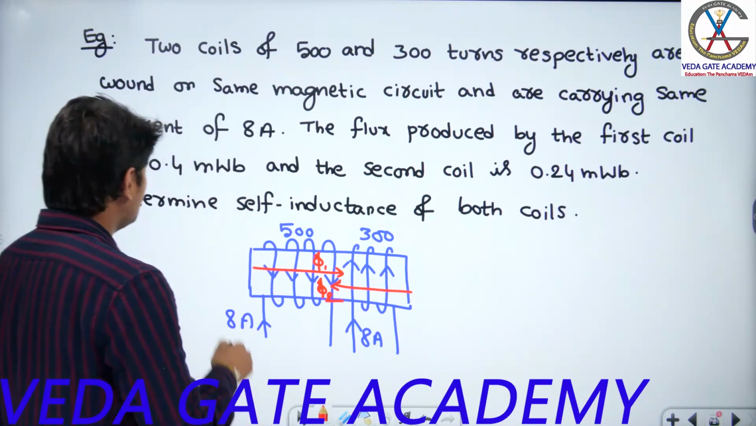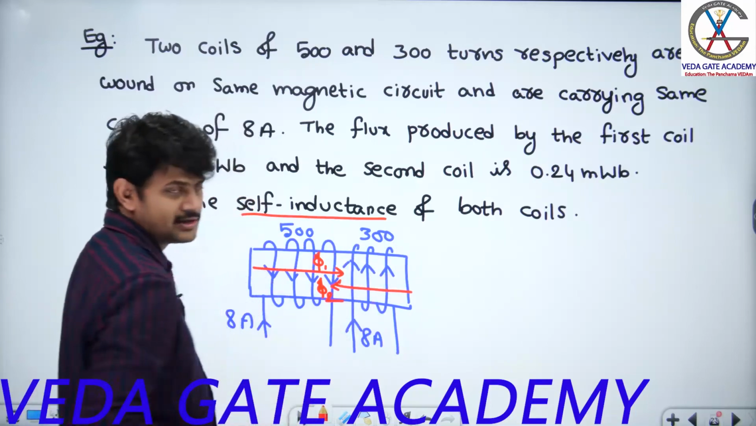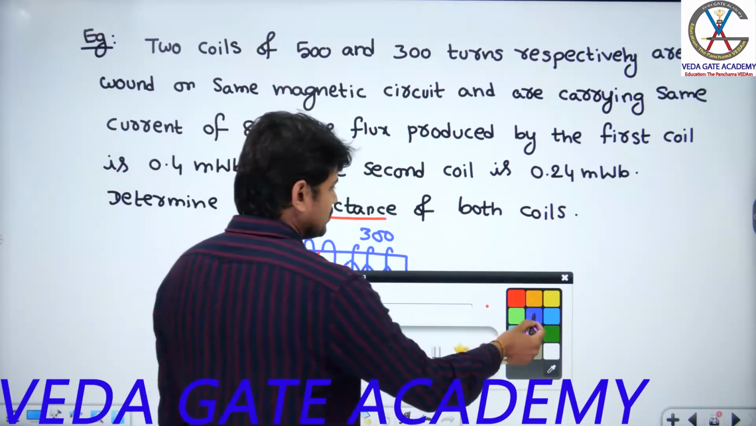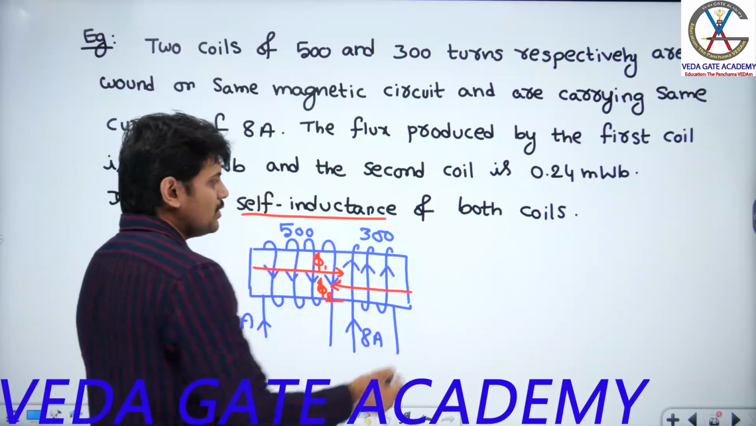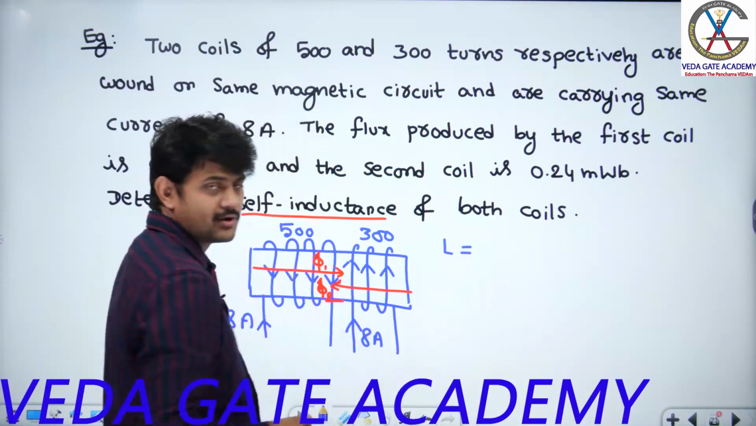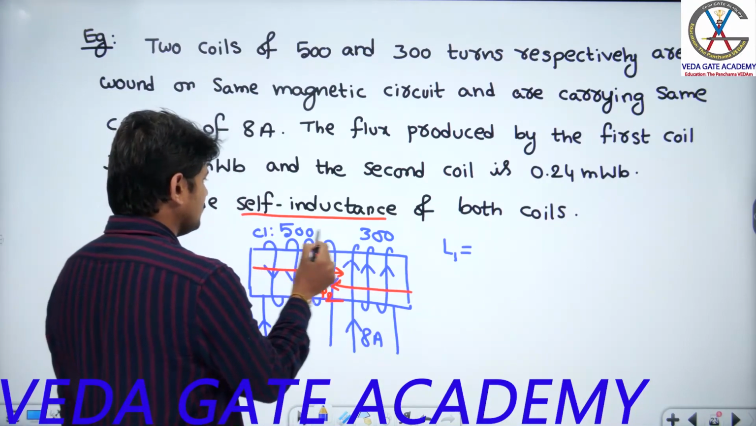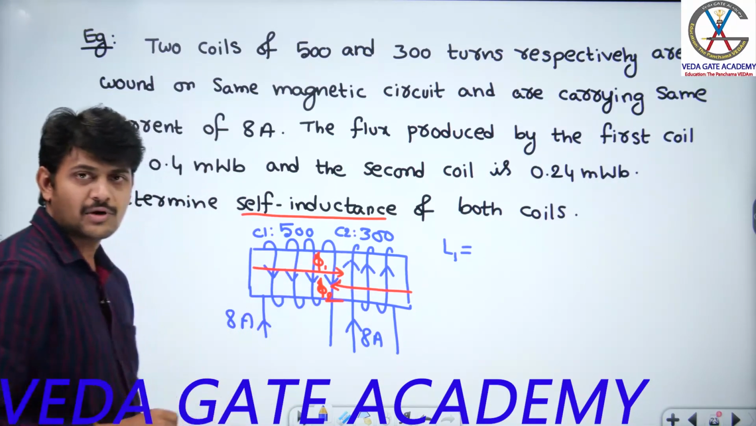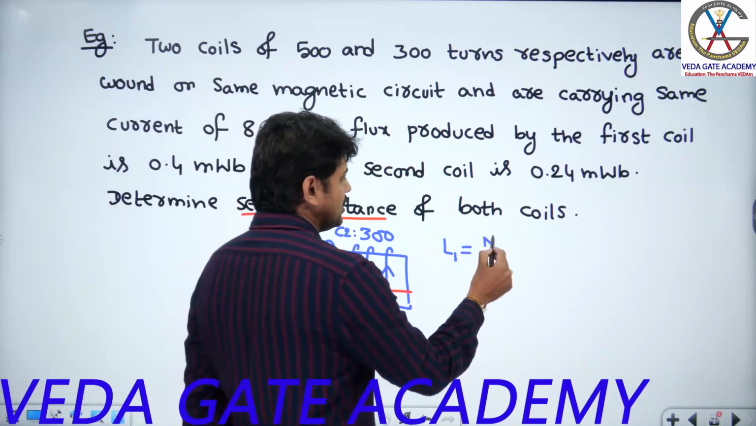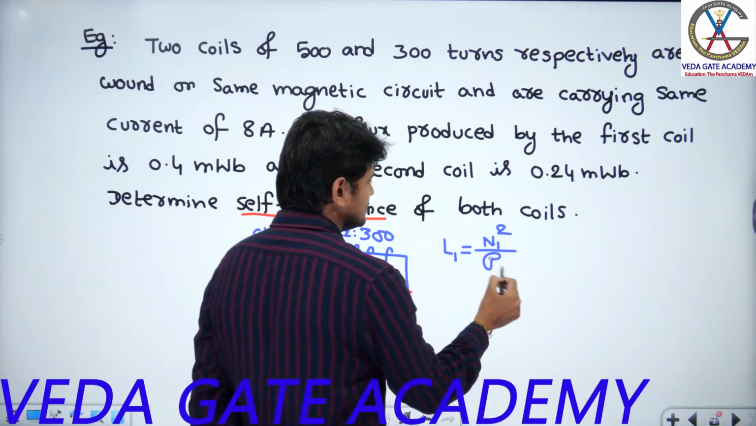Here what is our interest? We need to determine the self-inductance of both the coils, right? So let us see how to determine the self-inductance. What is the formula for the self-inductance of the coil? Already we have derived it. If I want to determine the self-inductance of coil 1, let us assume this is coil 1 and this is coil 2, right? What is the basic formula for the self-inductance of coil 1? N1 square divided by reluctance, right?